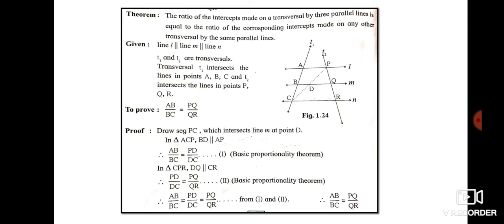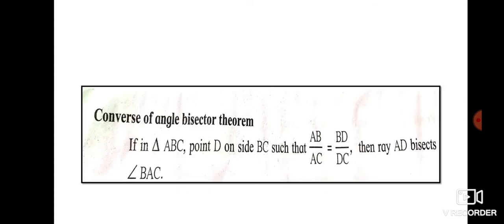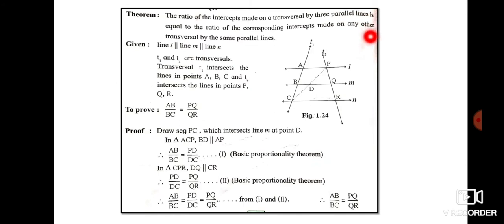The next theorem: the ratio of intercepts made on a transversal by three parallel lines is equal to the ratio of the corresponding intercepts made on any other transversal by the same parallel lines. You must have learnt this in lower classes, that if three lines L, M, N are parallel to one another, and you have two transversals, then AB upon BC is equal to PQ upon QR. Now here we are going to prove this.